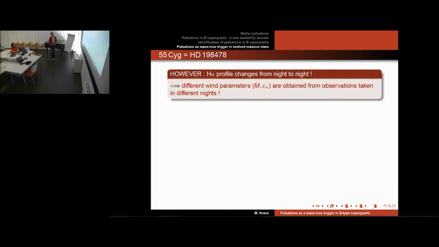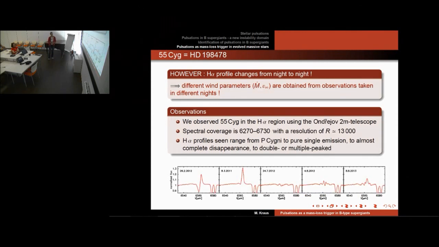And surprisingly, when we started to observe, we also found that. Every night, H-alpha looked different. So it is not a surprise that when you have a different profile from different nights, you obtain different values for the wind. And here is just an example, a selection of how this star can vary in H-alpha. If you study this line profile or this line profile, you will obtain completely different results, of course. It sometimes shows a P Cygni profile, pure emission, almost nothing, double, multiple peaks. This star is just crazy.